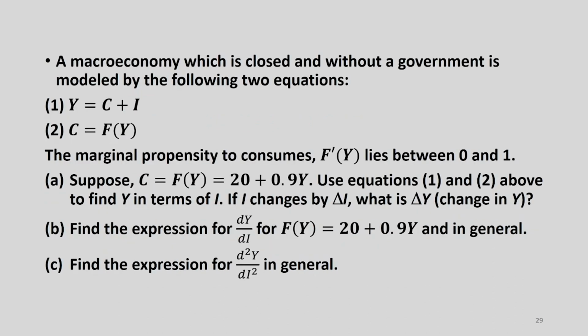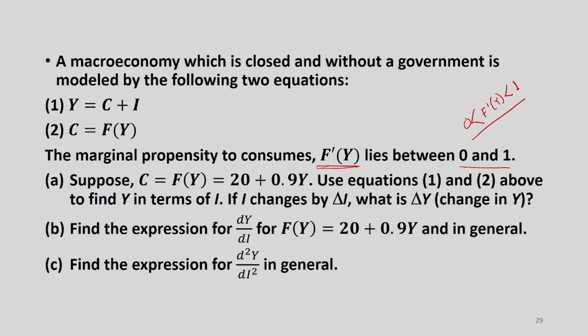Okay, here is a sort of different problem. Here the problem is macroeconomic. A macroeconomy which is closed and without a government is modeled by the following two equations: y is equal to c plus I, and c is equal to f of y. The marginal propensity to consume, that is f prime y, lies between 0 and 1. So, I can write it simply as: f prime y lies between 0 and 1.